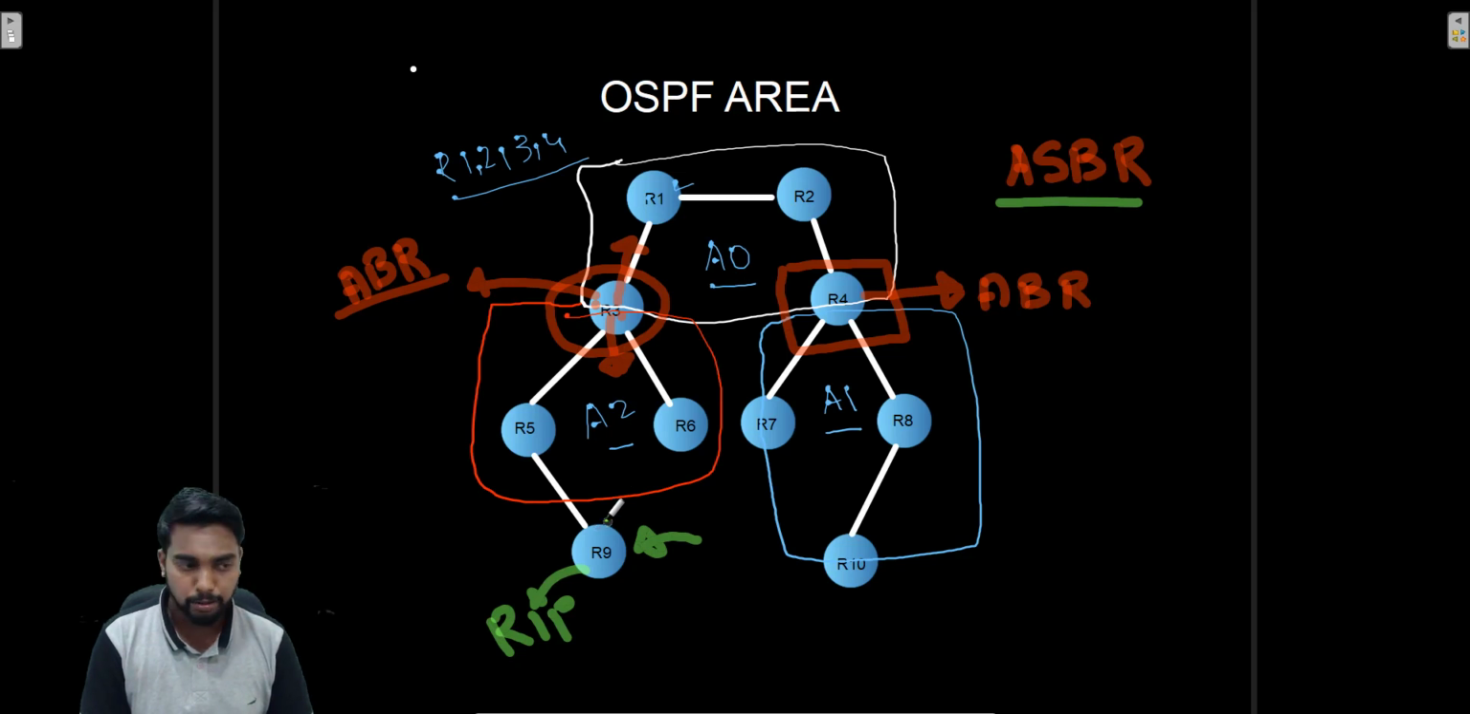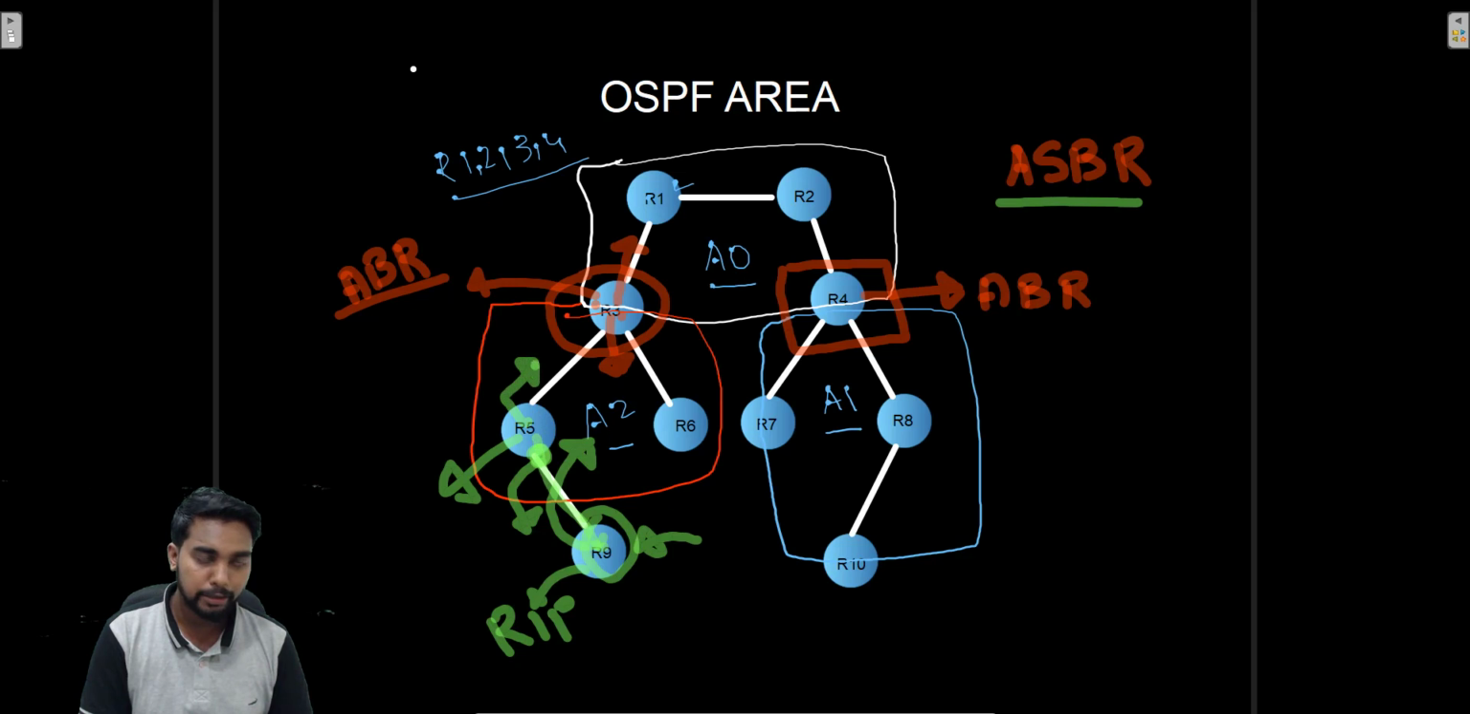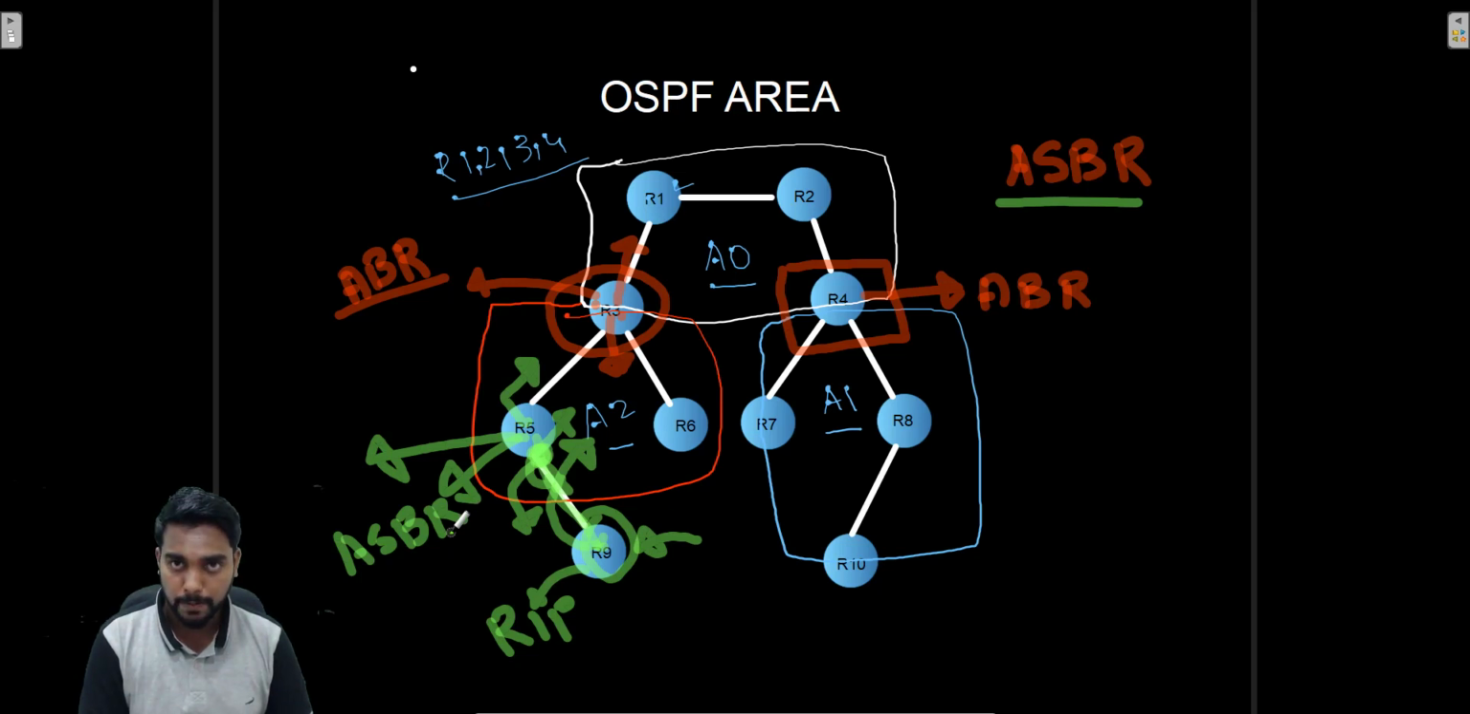If I want to redistribute all of my RIP routes into OSPF, the RIP router, which is router number 9, is connected to router number 5. So even this interface will be a part of the RIP routing protocol. This router, router number 5, has both routing protocols, RIP and OSPF. This interface is a part of OSPF. This interface is a part of the RIP routing protocol. So if I want to redistribute these RIP routes into OSPF, this router in OSPF is termed an ASBR, Autonomous System Border Router. So this is what you need to know.